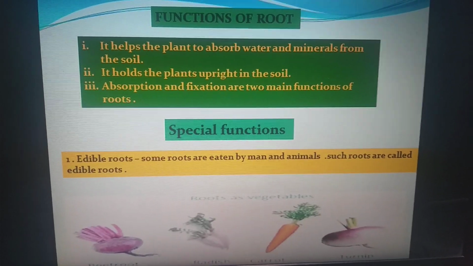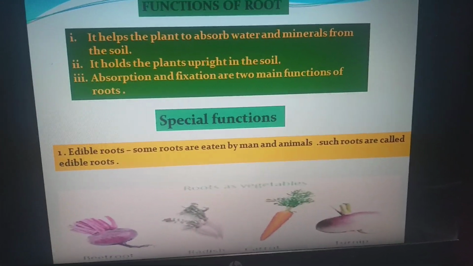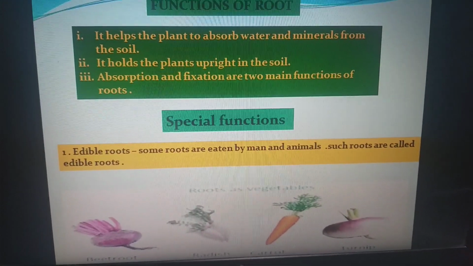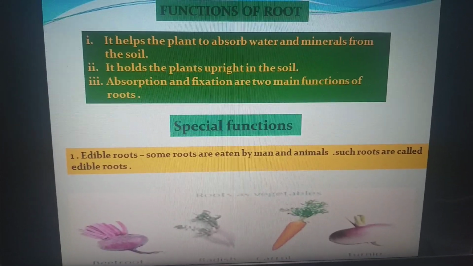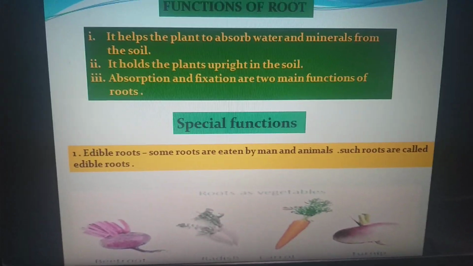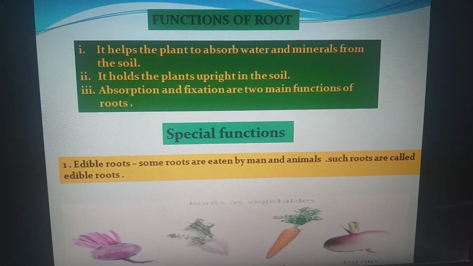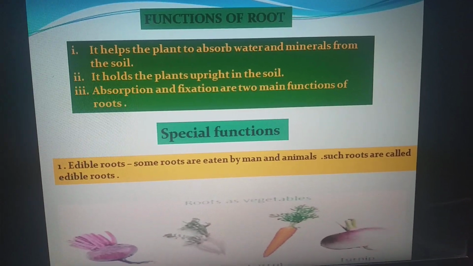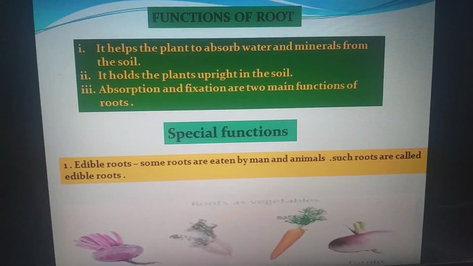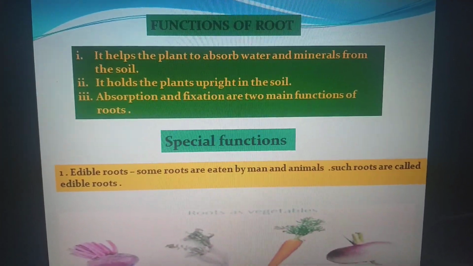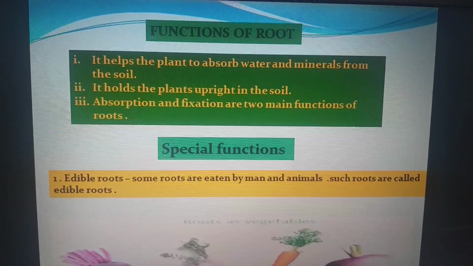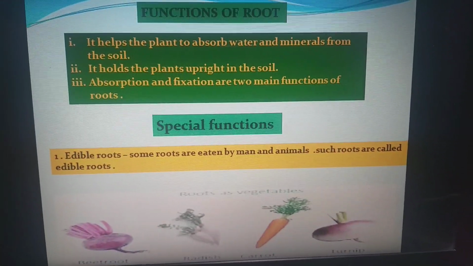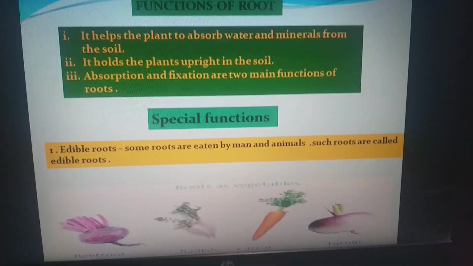Besides these functions, there are some special functions also. We have already studied in class 3 about some edible roots, edible stem, edible fruits and flowers and seeds. In this chapter, because we are studying about roots, we are going to study about edible roots. Edible means we can eat. The things that we can eat are called edible. So edible roots can be eaten. Some roots are eaten by man and animals. Such roots are called edible roots.